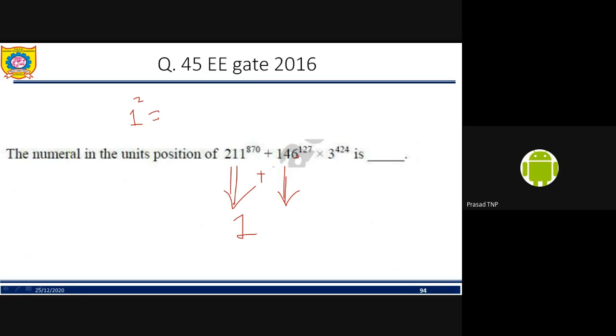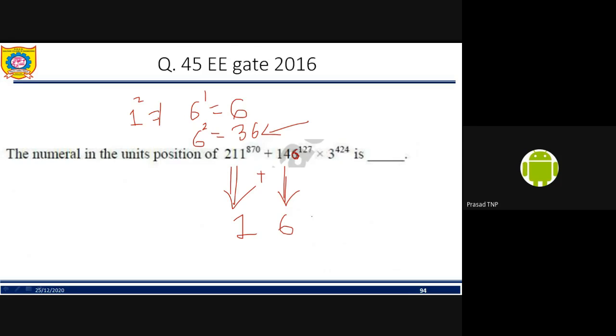The next unit digit is 6, 146 raised to 127. For 6, if the power is odd like 1, then in the answer again 6 is coming. If the power is even, like 36, the unit digit is 6. So the unit digit is 6 always. If there is 6, then the unit digit is 6 always.